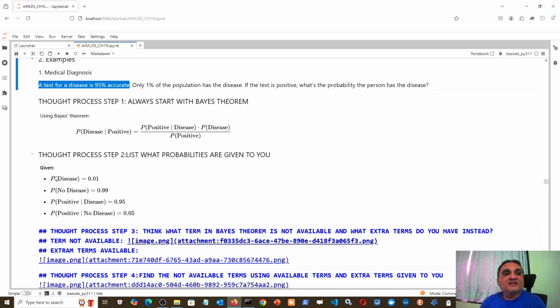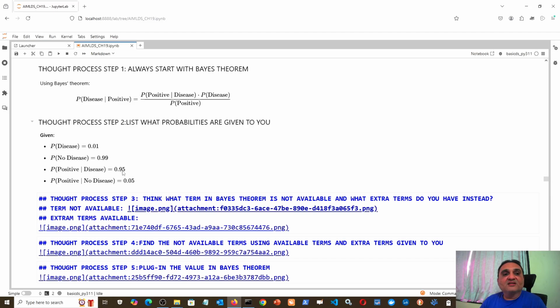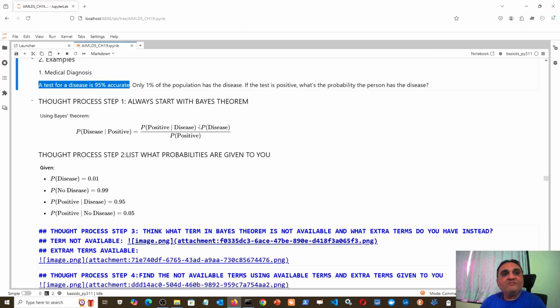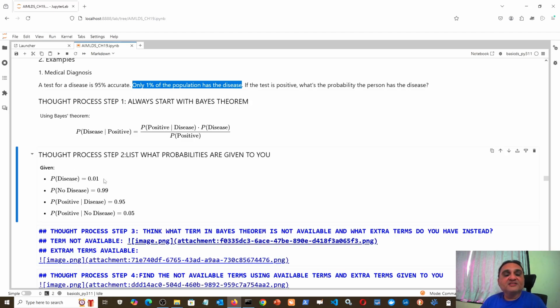Test is 95% accurate means probability of test giving positive result when 100% have the disease is 95, or 0.95 out of 1, or that is 95 out of 100, right? Also I am given 1% of the population has the disease. So that means probability of having disease in the entire population is 1%, or 0.01.